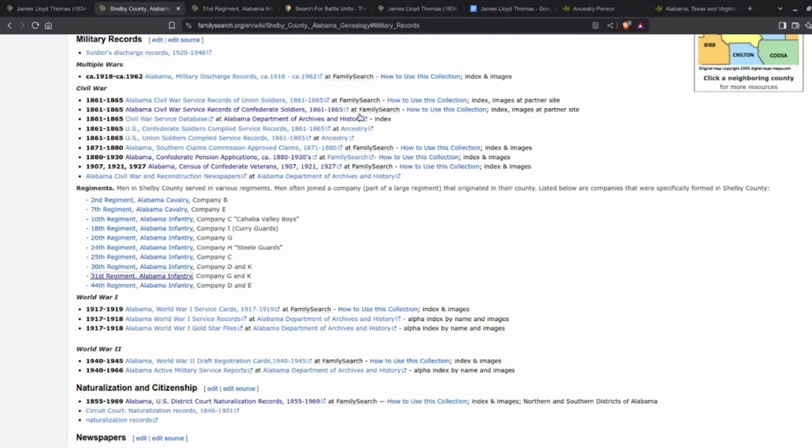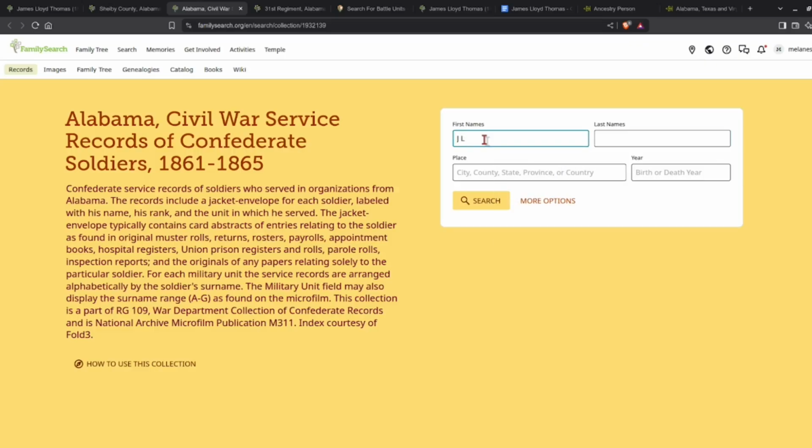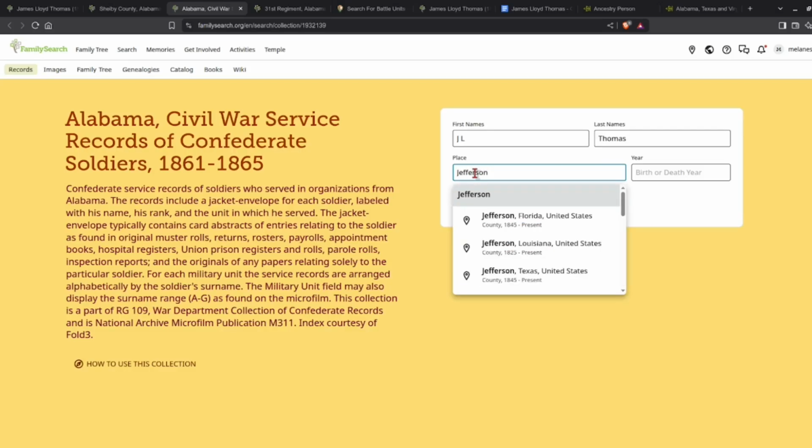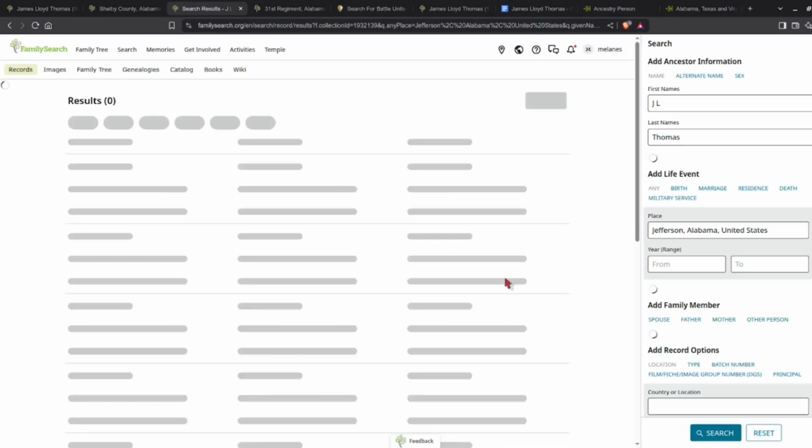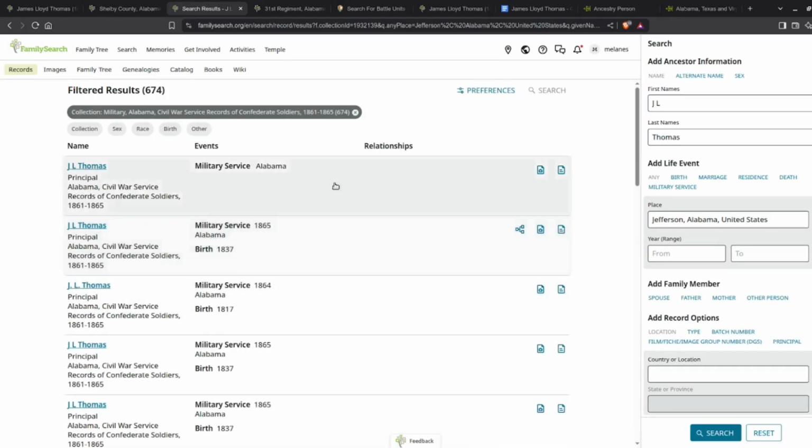So the link that we want to look at is this Alabama Civil War Service Records. And this is just an index of the records on Fold3. And I find it's sometimes easier to start here than going directly to Fold3. So let's open that up and do a search. And look for J.L. Thomas. And he was, I'm going to put Jefferson County, but we may have to change that up and do Shelby County, but let's see if we can find Jefferson County.